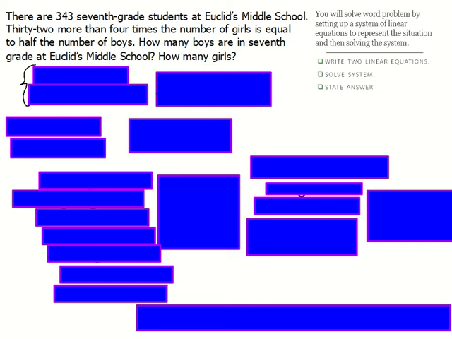We're going to solve a word problem by setting up a system of linear equations to represent the situation, and then solving the system. We're going to write two linear equations, solve the system, and state the answer.